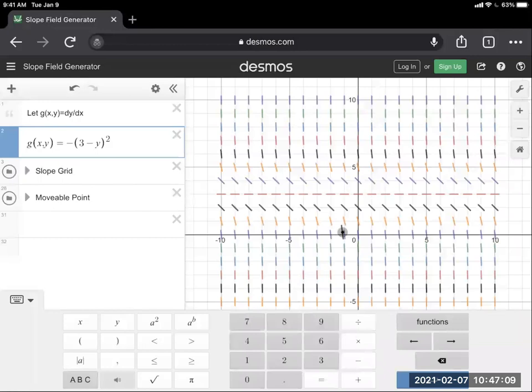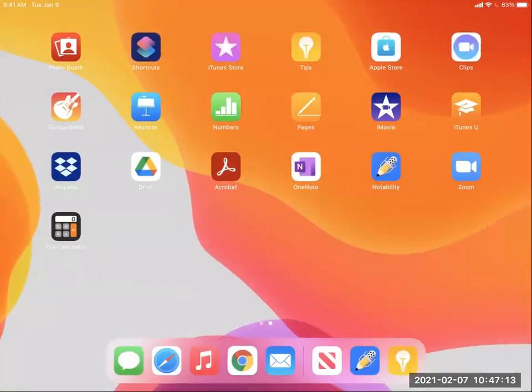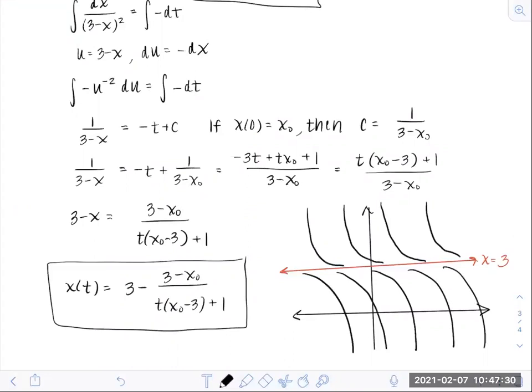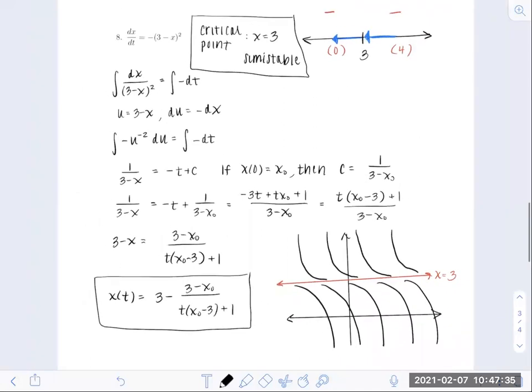So let's go ahead and copy that over in our axis. So we're coming down and toward, and then from it, we're moving away from. And so again, this just confirms what we had found up above, that our critical point was semi-stable, and sure enough, our solution curves are converging above and diverging below that equilibrium solution.